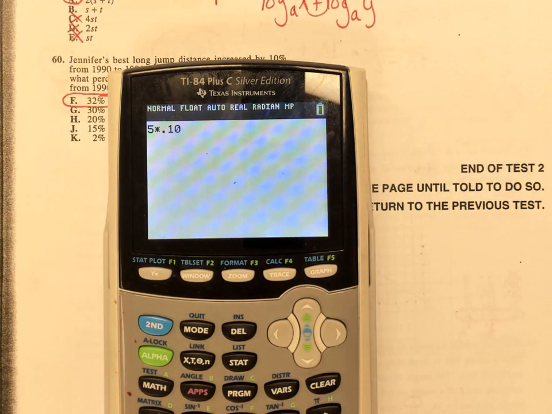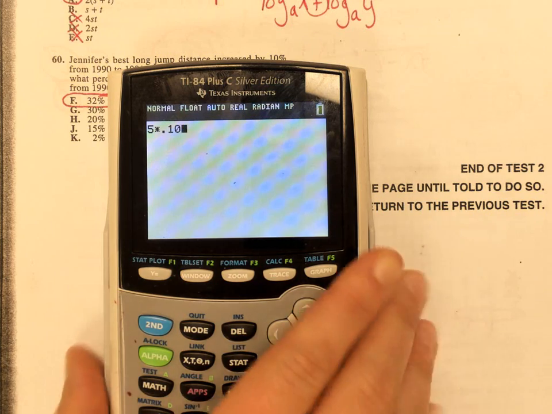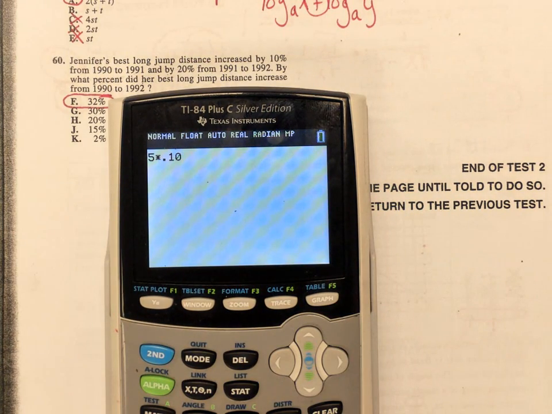Wait. No. By 20%. Okay, look, Matthew, it already increased 10%, right? The next year, it increased by 20%. I thought it meant another 20. Yeah, but it's like on top of, like it says. So you're saying it's 20% of the whole?